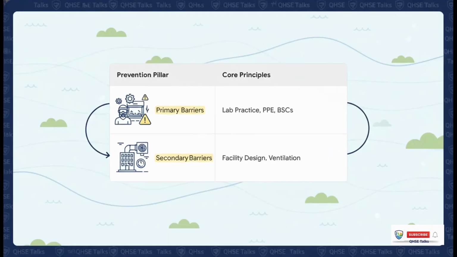On the one hand, you have primary barriers. These are all about the human element. It's your lab practices, your sterile techniques, and the safety equipment you use directly, like a biosafety cabinet or your PPE. It is your absolute first line of defense. Then, on the other hand, you have secondary barriers. This is about the building itself, the facility's design, specialized ventilation, like negative pressure rooms, and high-efficiency HEPA filters.